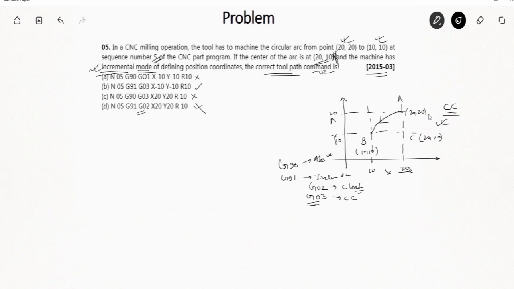So option D will also get eliminated and the correct answer is option B. The right answer is option B. See, if you go further, they have given the coordinates as x minus 10, y minus 10.